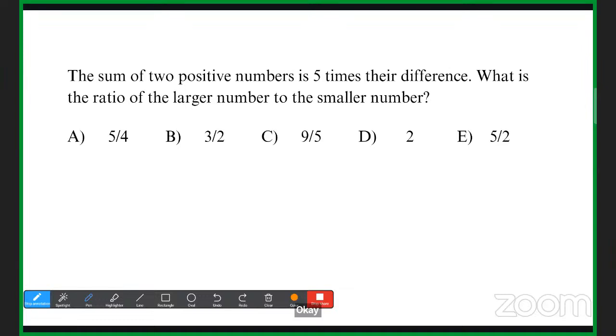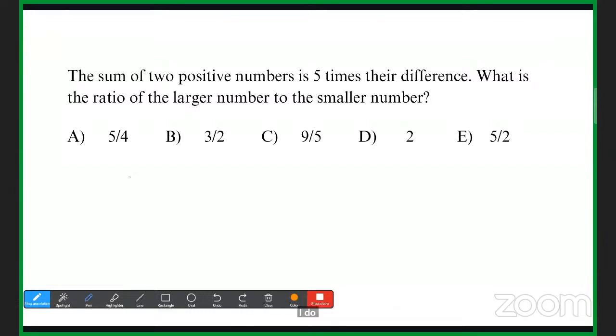Option B, 3 by 2, ma'am. Okay, we will discuss. The sum of two positive numbers is 5 times their difference. What is the ratio of the larger number to the smaller number?